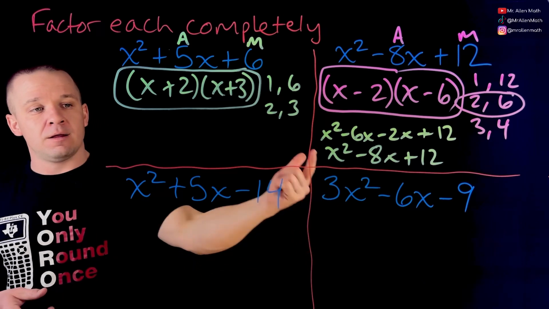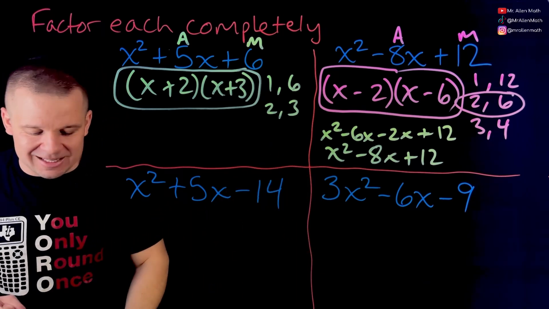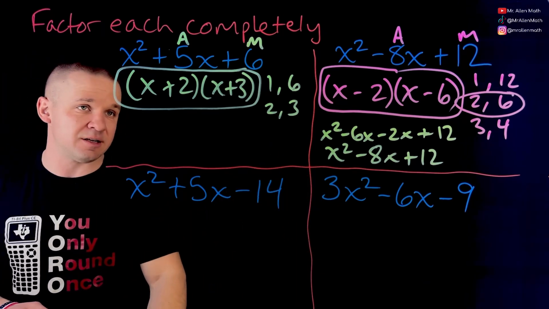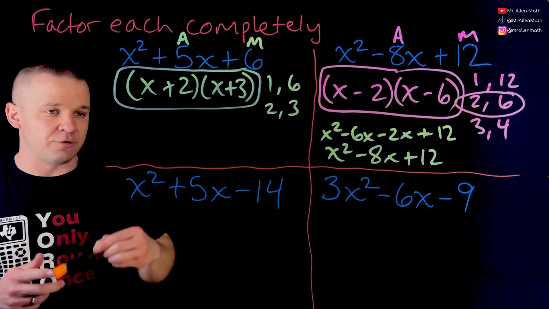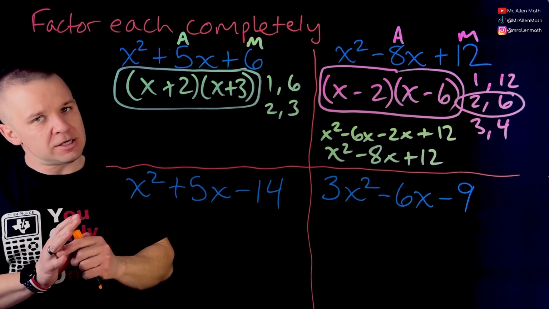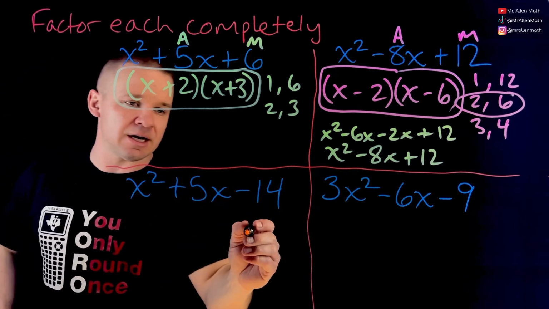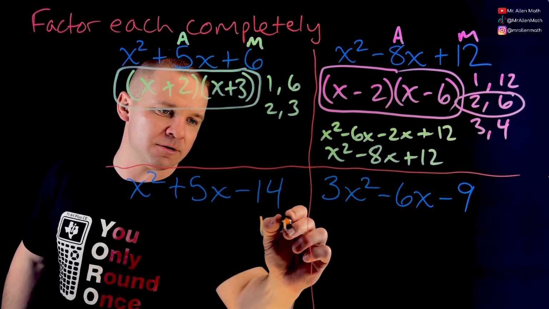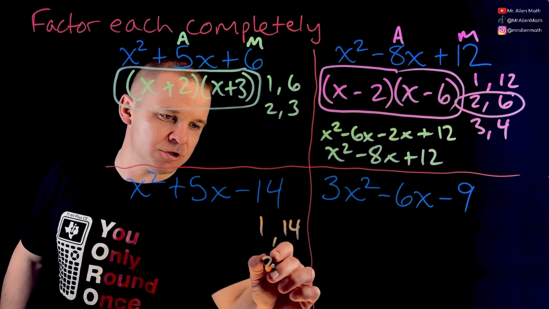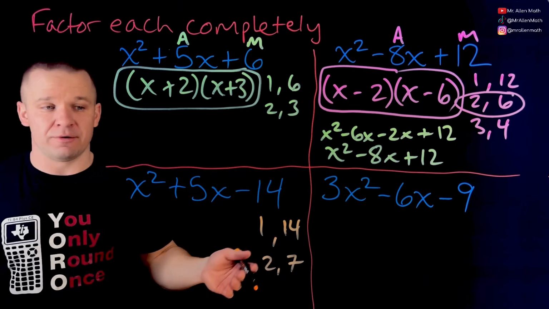All right, next one. Oh boy, I got a negative constant. That's exciting. This is very exciting stuff. So let's see here. I'll do orange for this one. I got x squared plus 5x minus 14. So let's list out our factors of 14. I got 1 and 14. I have 2 and 7. I have no others, okay?